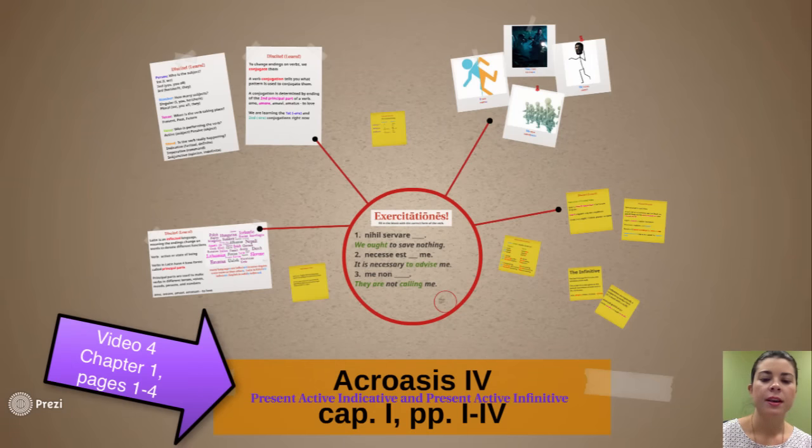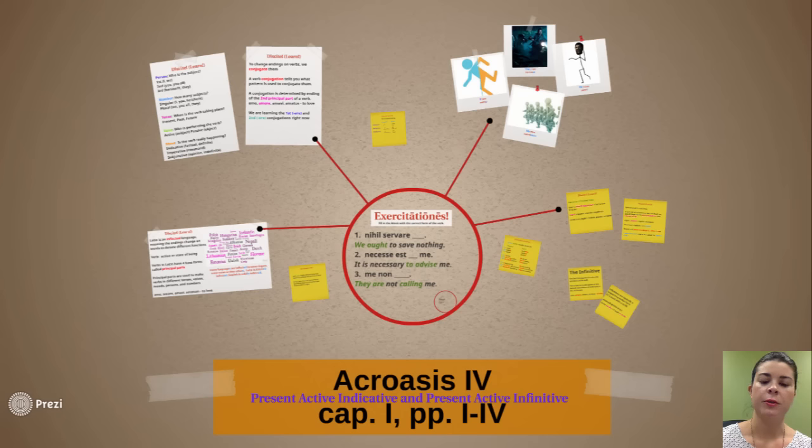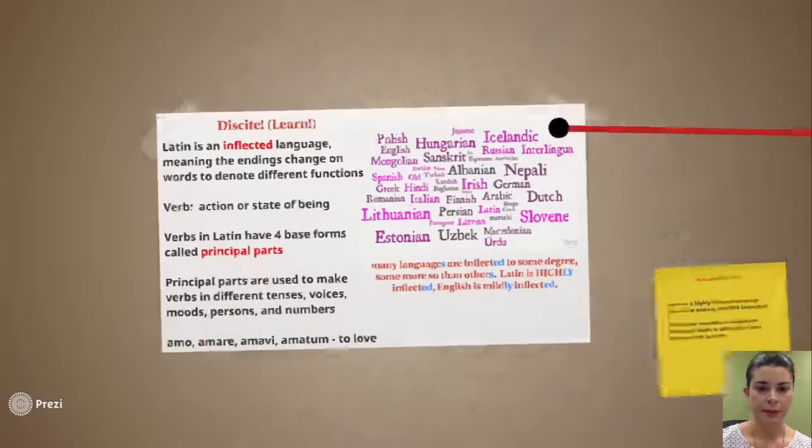Salve omnes! Today we're going to be doing Acroasis IV, which is from Chapter 1, pages 1 through 4 of Wheelock. We're going to be talking about the present active indicative and the present active infinitive today. So let's start with the first step.